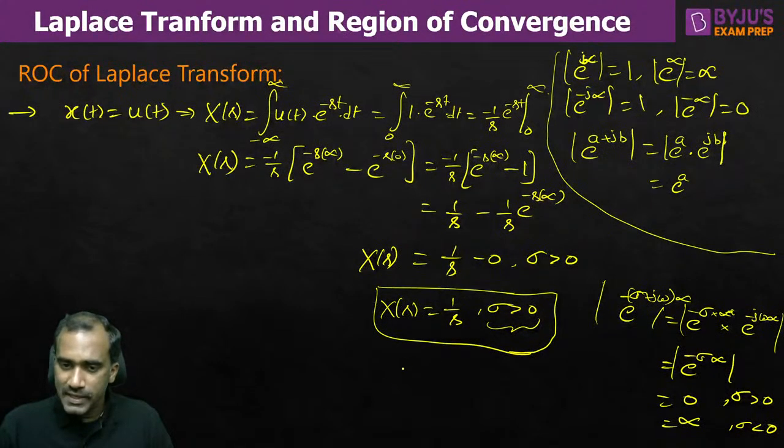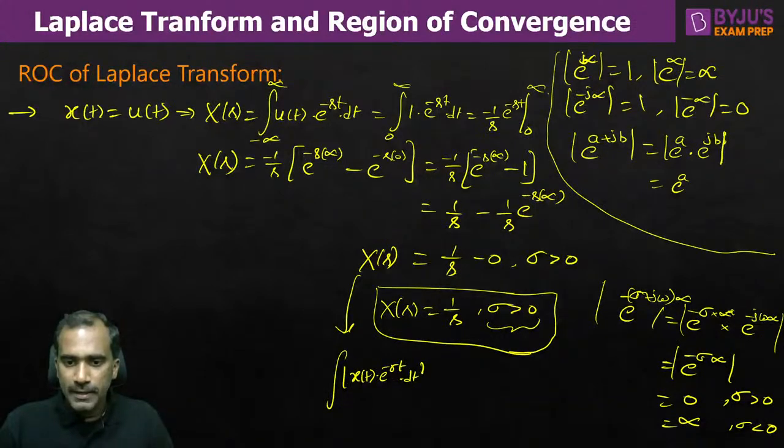Let us use it in this case so that you understand it better. This Laplace transform is convergent only for values of sigma which satisfy this condition. What is the condition? The integral of the magnitude of x of t into e power minus sigma t dt must be finite. This is the condition for region of convergence. The values of sigma for which this condition is satisfied, we call the region of convergence.